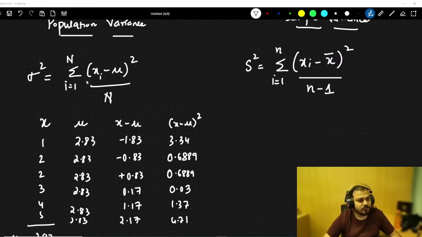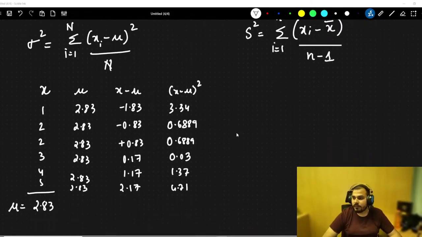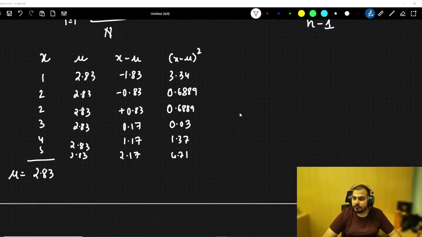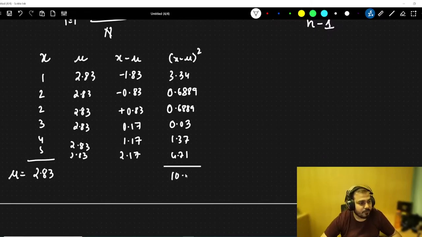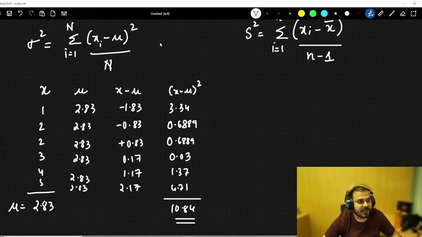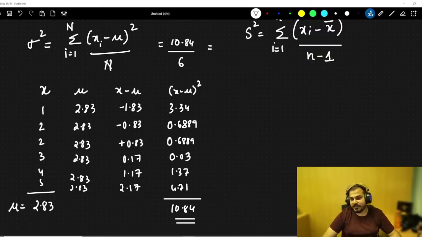Why are we squaring? Because the formula says square, right? Okay. Then what we do? We do the addition of this, because summation of this is there, right? So once we do the addition, probably then we calculate it. If I do the addition, this is nothing but 10.84. Okay, 10.84 divided by 1 2 3 4 5 6. So what is 10.84 divided by 6? 1.81.